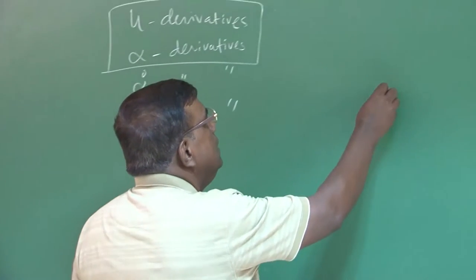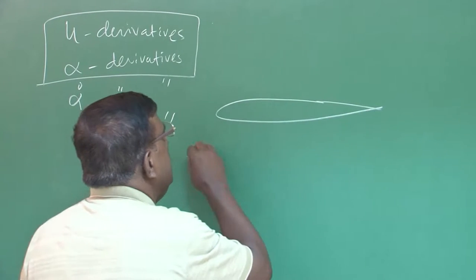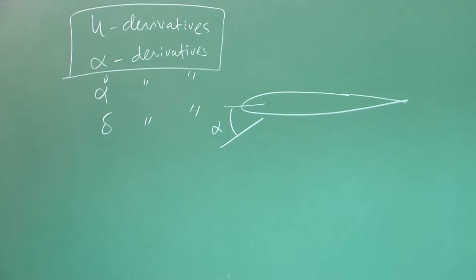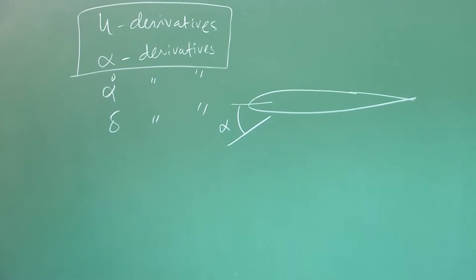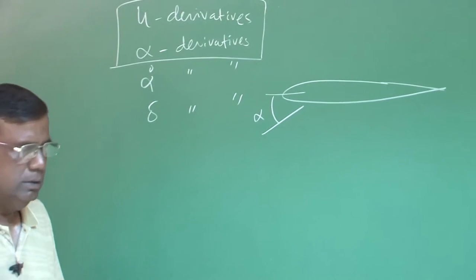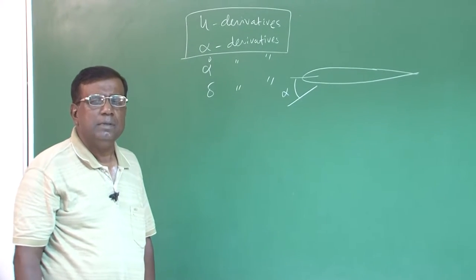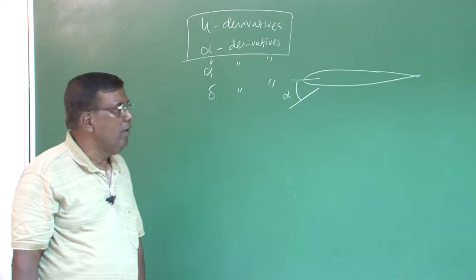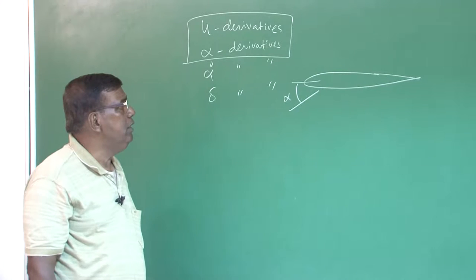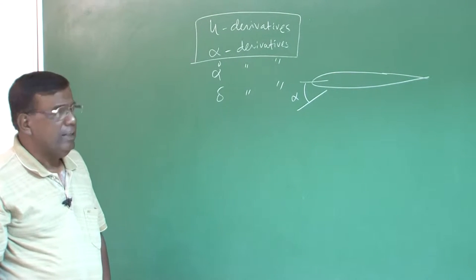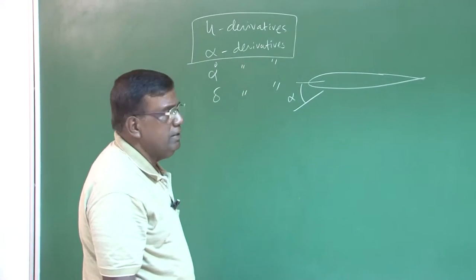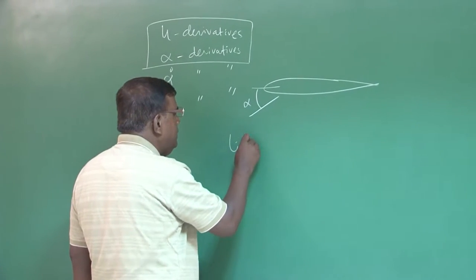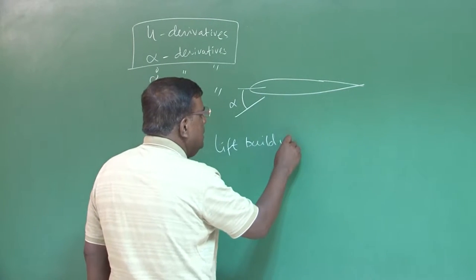Please understand, if this is the wing and if it sees an angle of attack alpha, theoretically speaking, for normal flight, a normal type of maneuver, the lift buildup is not instantaneous. It takes time for pressure distribution to happen and then the lift gets activated. However, in this case of alpha dot derivative, we'll assume that as soon as the wing, or any component, sees angle of attack, the alpha buildup, or strictly speaking lift buildup, is instantaneous.